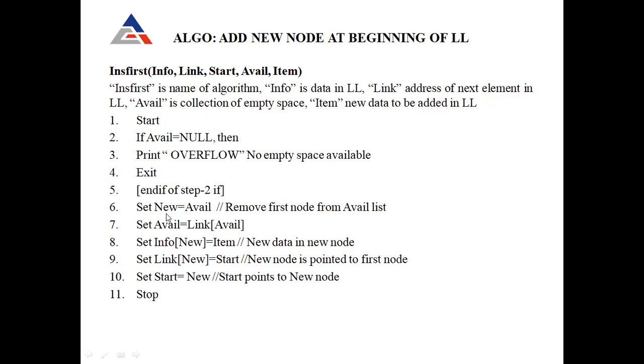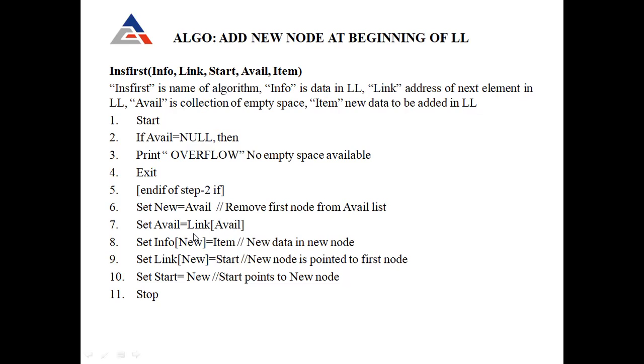Else, set new equal to avail. So I pick one node from the avail linked list and I call it new. Remove the first node from the avail linked list. Whatever node is first in the avail linked list, I pick it from there and set avail equal to link of avail. It means if I pick the first element from the linked list, the first element is removed from the avail. Now the second element becomes the first element in avail.